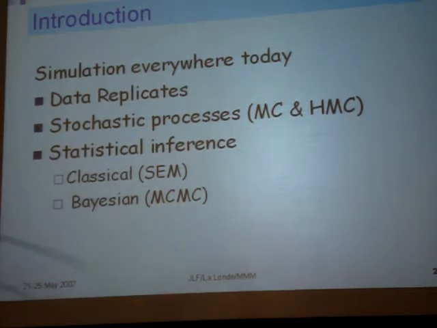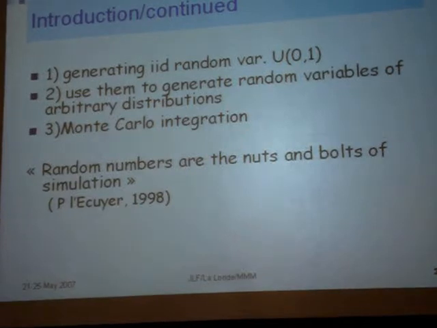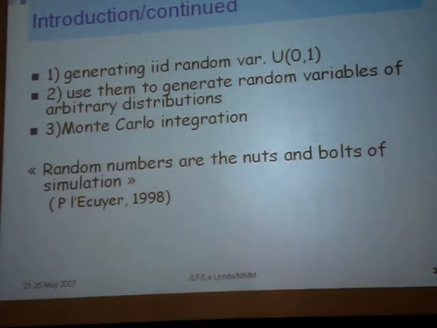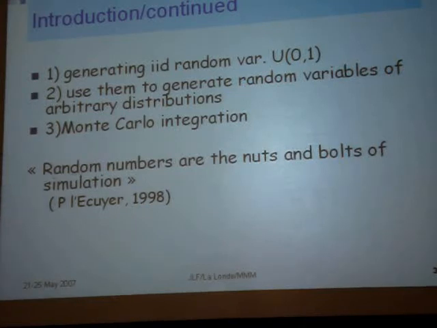With stochastic EM, we talk Markov chain Monte Carlo in Bayesian. So I will try to make a very brief review of all the steps we need. The first step we need is to generate IID uniform random variables between 0 and 1. Having this, we can use these ingredients to generate random variables of any arbitrary distribution. And we'll finish with Monte Carlo integration. As you can see, the basic element in that is a random number. That's why Pierre L'Ecuyer from Montreal said random numbers are the nuts and bolts of simulation. Everything comes from that.